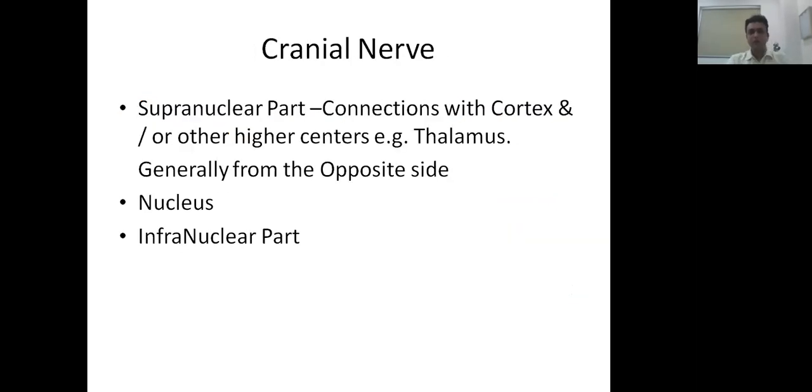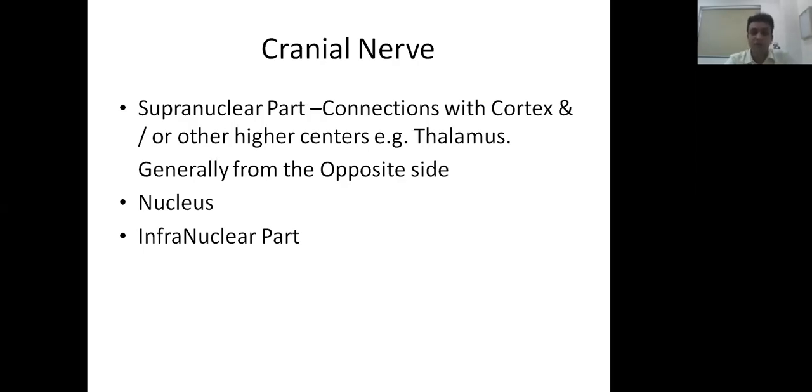Fine. So what we know about a cranial nerve is that it has a nucleus, it has a supranuclear part, and it has an infranuclear part. This is common for all of the cranial nerves. The nucleus is situated in the midbrain, pons, or medulla.